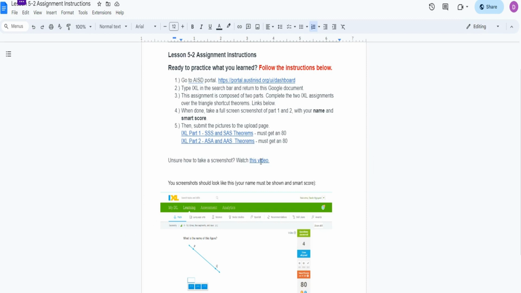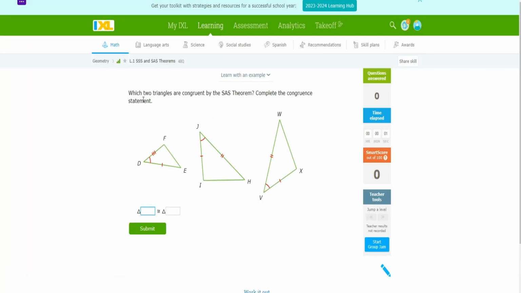Alrighty, so let's go ahead and look at the Lesson 5-2 assignment together. There are actually two IXLs, and you need to complete this, get an 80, and complete this, get an 80. So let's take a look at the first one together, just some examples, and then we should be all good. Okay, so which two triangles are congruent by side, angle, side?